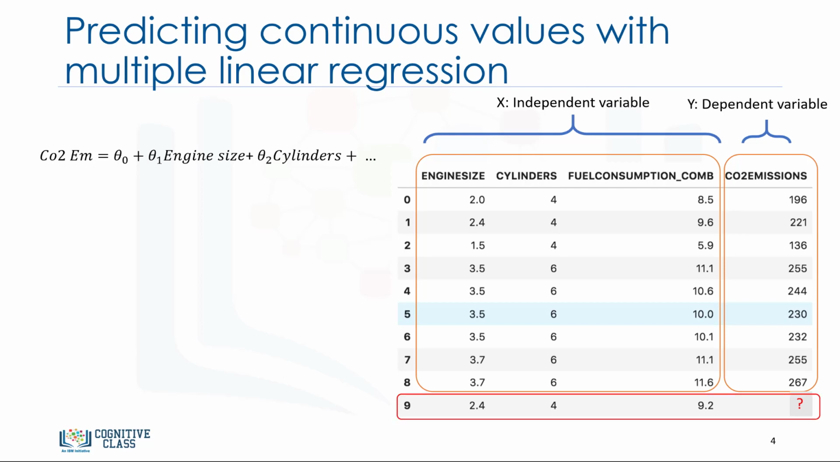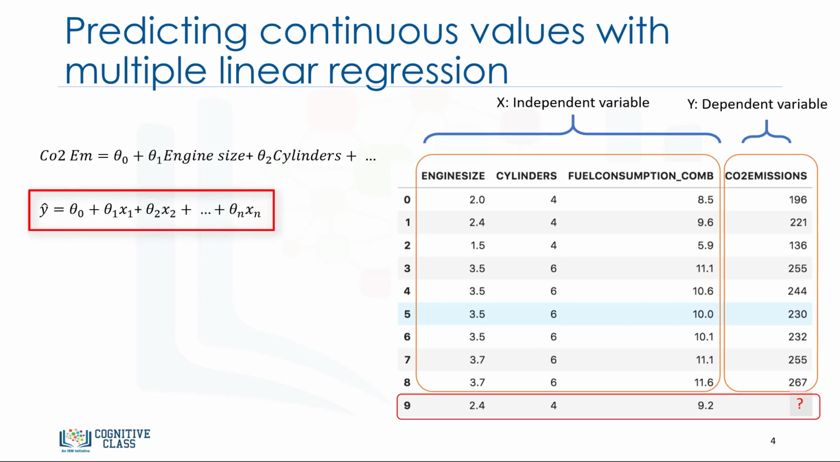And again, as is the case in simple linear regression, if you manage to build such a regression model, you can use it to predict the emission amount of an unknown case, such as record number 9. Generally, the model is of the form y hat equals theta 0 plus theta 1 x1 plus theta 2 x2, and so on, up to theta n xn.